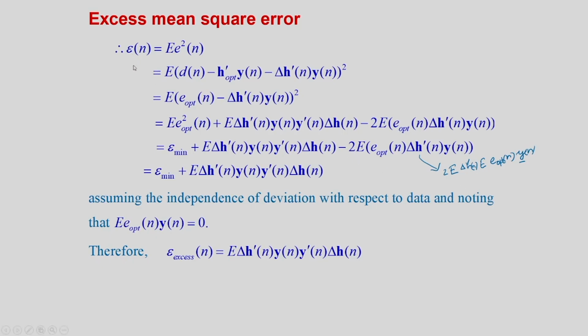Now, the mean square error will be simply epsilon min, that is the mean square error corresponding to the Wiener filter, plus this term. This is the excess mean square error. Therefore, there is an excess in the mean square error that is given by E of delta H n transpose into y n y n transpose into delta H n. So, how to analyze this excess mean square error?